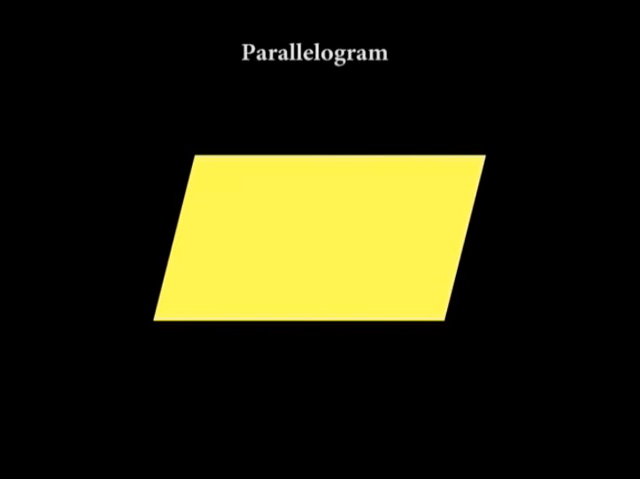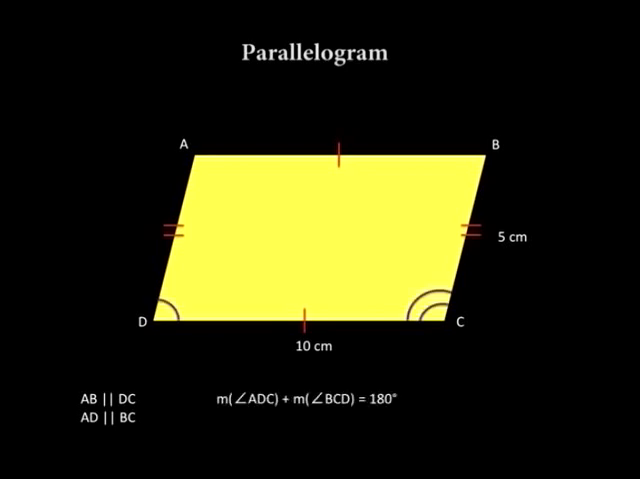This is a parallelogram ABCD. Based on our definition, AB and DC are parallel. We also know that AD and BC are parallel. Another feature of a parallelogram is that adjacent angles are supplementary, or add up to 180 degrees. So angles ADC and BCD are supplementary.